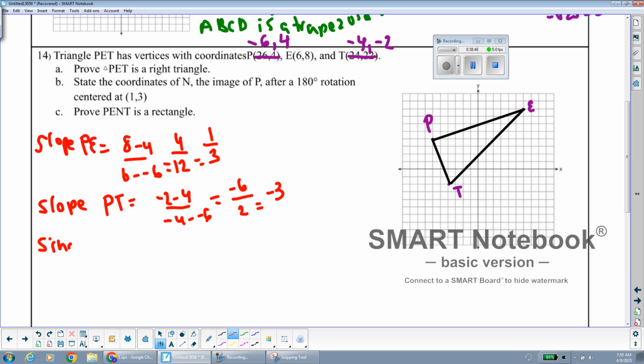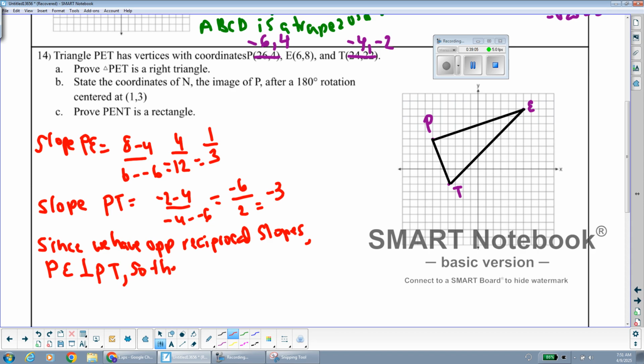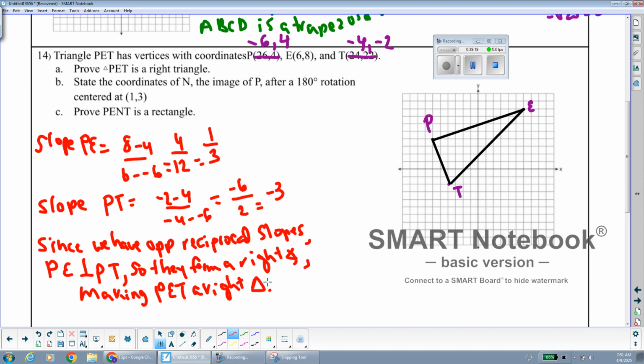Then we have opposite reciprocal slopes. PE is perpendicular to PT, so they form a right angle, making PET a right triangle. State the coordinates of N, the image of P after a 180-degree rotation centered at 1, 3.